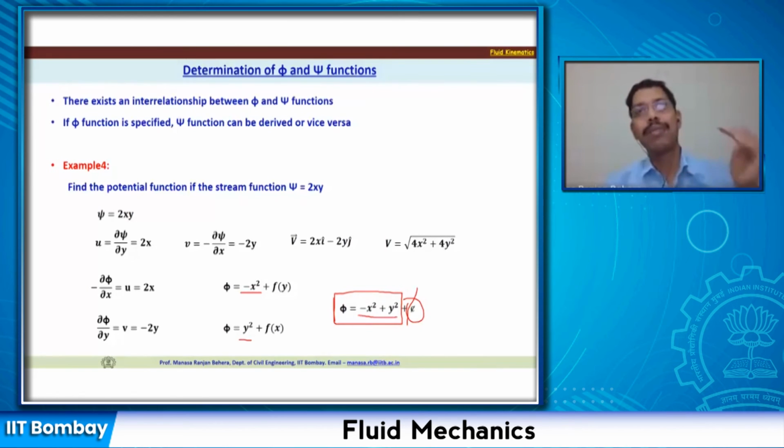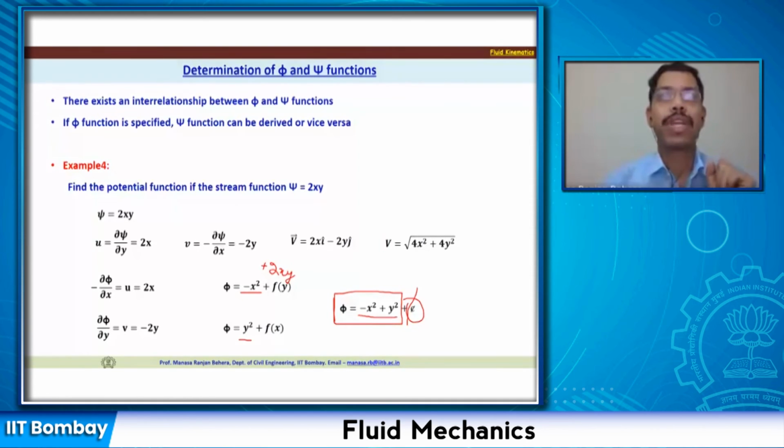Similarly, if you have been given a phi function, you should be able to derive what the psi function is. And there is a trick here that you should also understand. Let us say this function is going to be minus x square plus 2xy plus a function of y. Here again, y square plus 2xy plus f of x. Then this function will become minus x square plus y square plus 2xy.